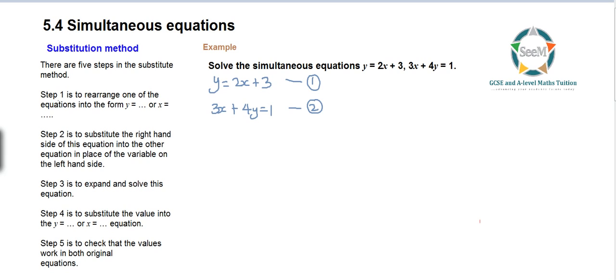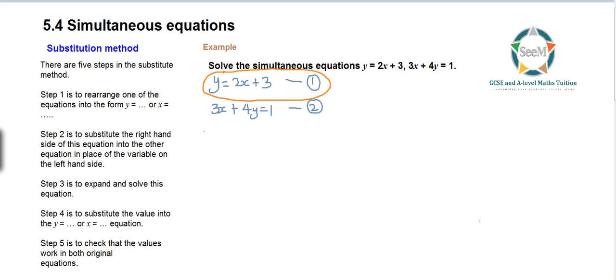So step 1 says rearrange one of the equations in the form y equals something or x equals something. Evidently, we see that one of the equations, which is equation 1, is written in this format. So y equals 2x plus 3. That's good, that means we can move straight to step 2. Step 2 is to substitute the right hand side of the equation into the other equation in place of the variable on the left hand side.